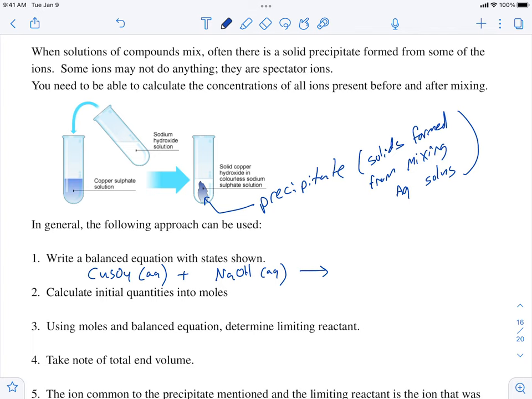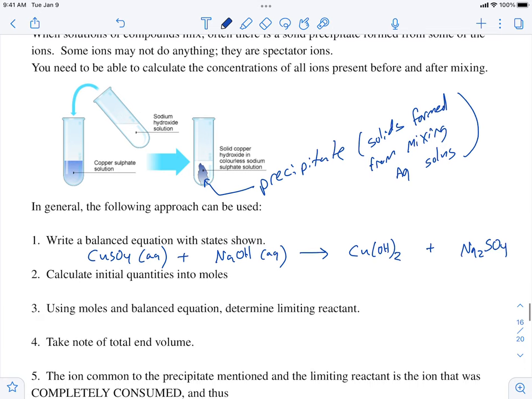Copper hydroxide. Now be careful, because when you're writing formulas, you need to know what the charges are. The hydroxide is a -1, the copper is a +2. All right, and so that leaves sodium with sulfate. Sodium's a +1, and sulfate is a -2, so you're going to need two sodiums on the sulfate.